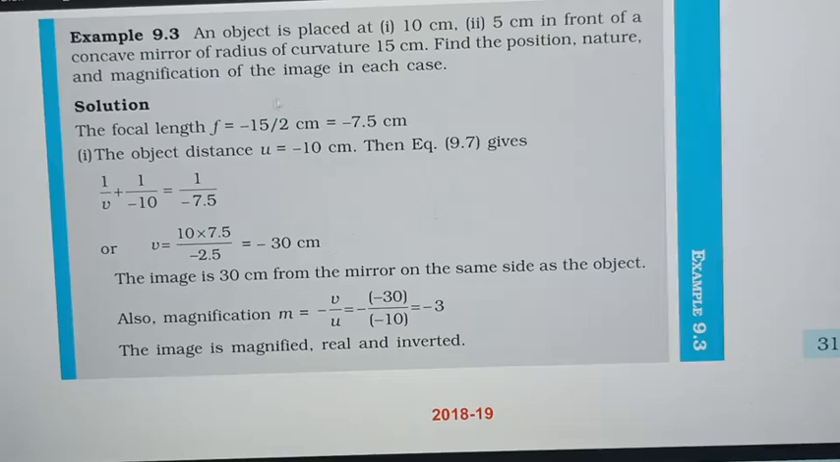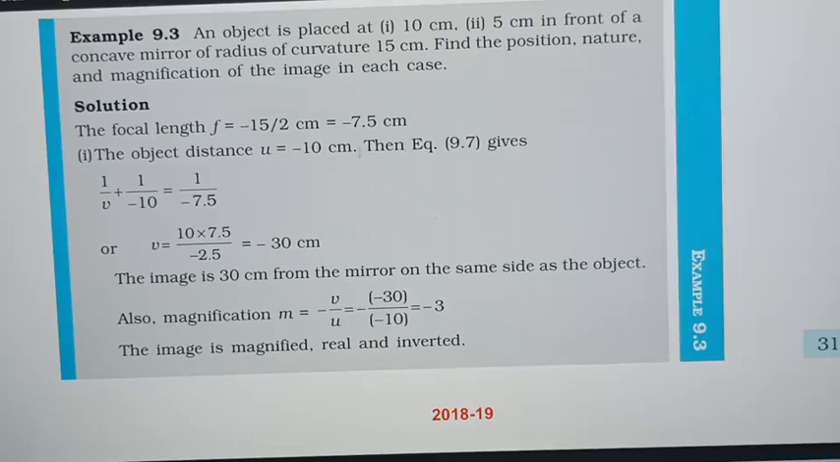F is equal to R by 2. So they found the focal length. We already know the object distance, negative 10 centimeter. Then how do we find out v, the image distance? The mirror formula, 1 by f is equal to 1 by v plus 1 by u. Please keep in mind the sign convention.